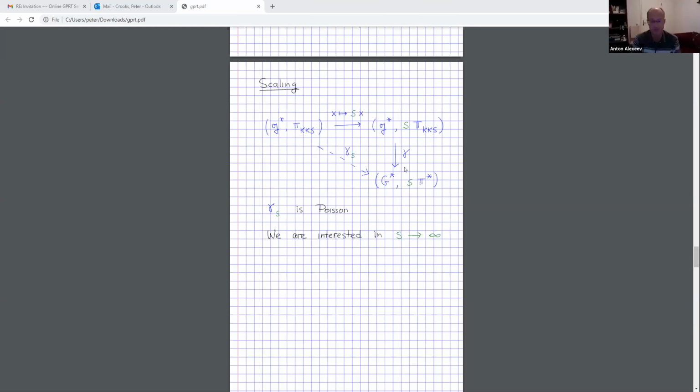Now the idea is as follows: gamma is a complicated map. Even for SU2, it's not very pleasant. So the hope is that if we send s to infinity, then maybe it simplifies. And we'll see that in some way this is the case. So many things simplify, maybe even the composition gamma s simplifies. No, gamma s is still a Poisson map for all s, right? So we can multiply our pi star by 1,000 or a million.